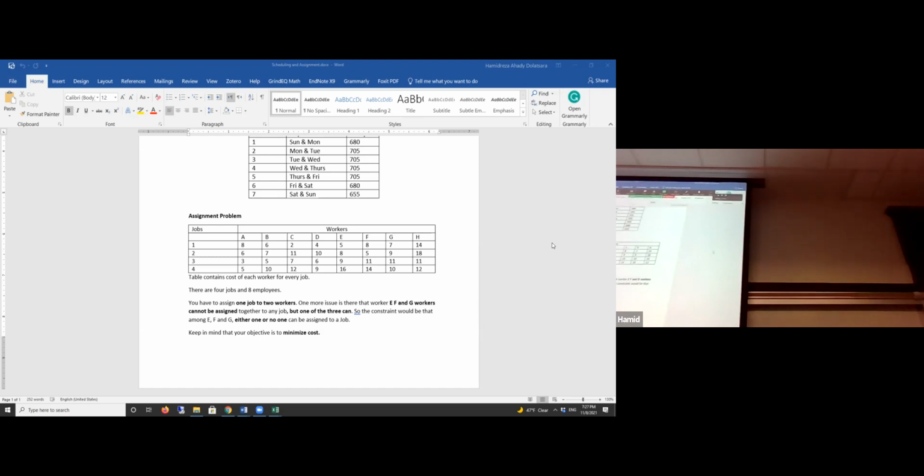So if I assign worker E the value of 1, F and G would be 0. So it just means you cannot assign these 2. If you make F 1, these 2 would be 0. So you just assign one of them. All of them could be 0 too, right? Because 0 is less than or equal to 1, the summation of 0 plus 0 plus 0 works. So the constraint is E plus F plus G less than or equal to 1. You cannot assign these 3 together, but one of them could be assigned.